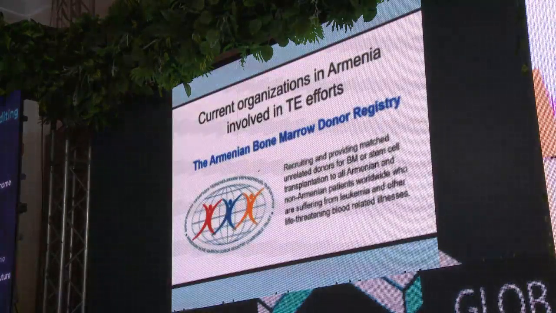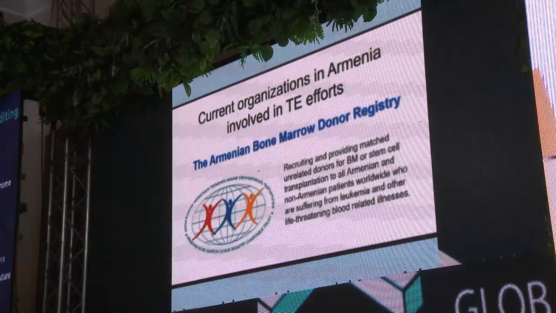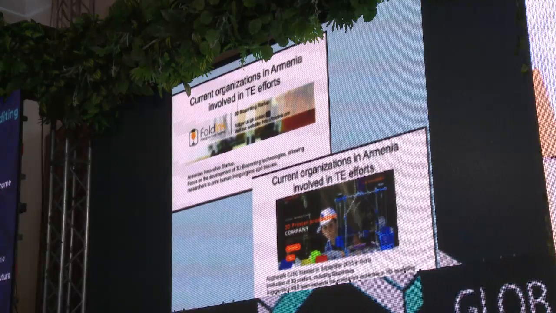Now, a couple of words about the current situation of tissue engineering in Armenia, because I'm representing science in Armenia. We have only a few organizations that are now involved in tissue engineering efforts. First of all, it's the Armenian Bone Marrow Donor Registry, which has operated very successfully for many years, but they mainly focus on the bone marrow donor registry to be able to treat some blood diseases like leukemia and so on. And except for that, we have two very fresh new organizations, which you can see here. They have been operating only a couple of years, and they mainly focus on 3D printing and thinking about artificial biomimetics as scaffolds, and they actually do not yet have inks to make this printing.